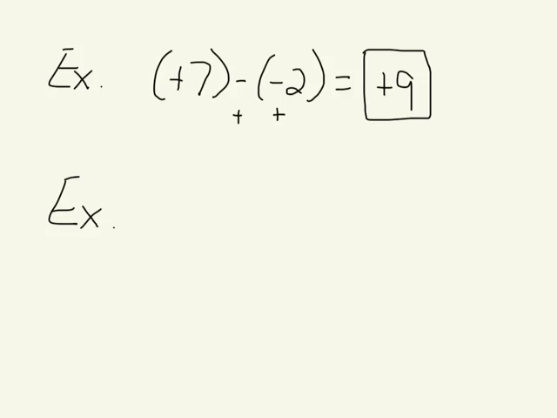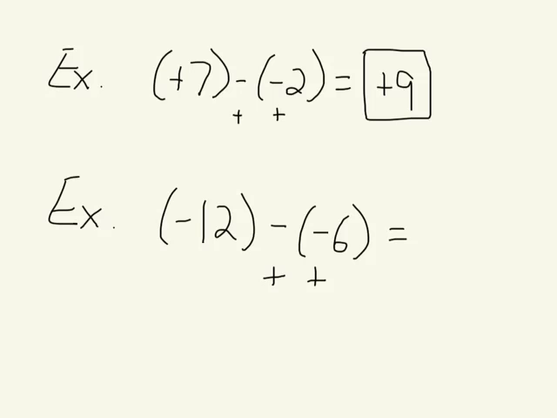Let's try one more. Okay, let's go negative 12 minus negative 6. Okay? Again, we are simply going to switch the signs. Negative 12 plus a positive 6. If you do that on the number line, we will see that that equals negative 6. Okay, maybe that's an easier way for you to do it.